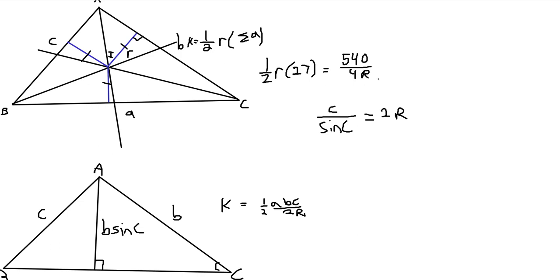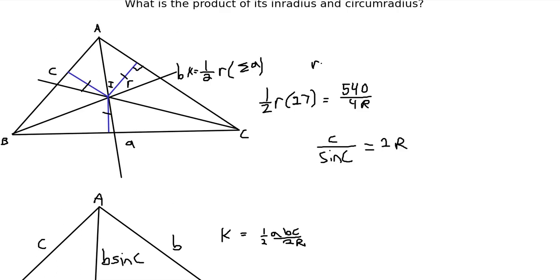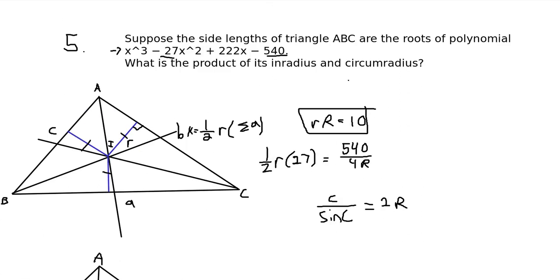And so now we can just solve for little r times big R. We will get 540 over 2 times 27, which is just 10. And that is the answer to the problem. So anyway, thank you for watching this video, and I hope to see you in my other ones.